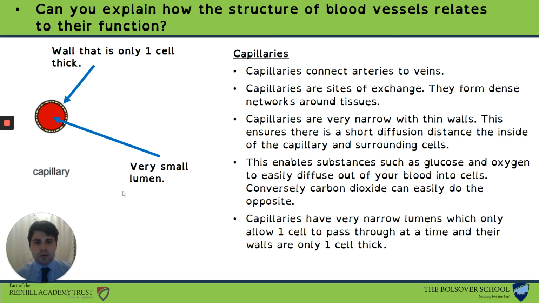Okay, so capillaries have incredibly small lumen as well. So I said they're very small. Their walls are only 1 cell thick, but the gap, or the hole in the center, this tiny lumen, is incredibly small too. It only actually allows 1 blood cell through at a time.